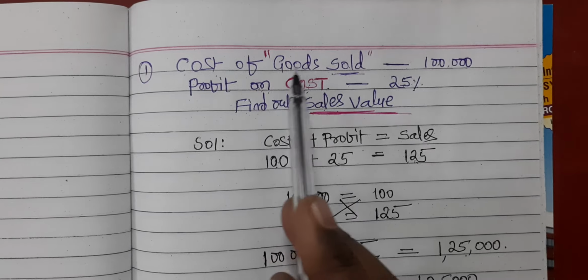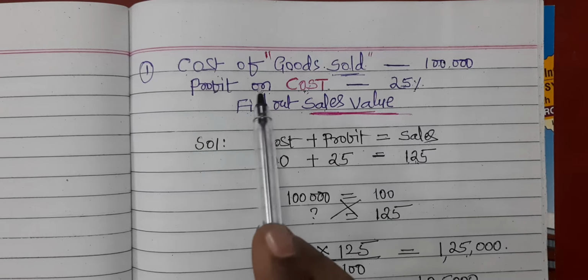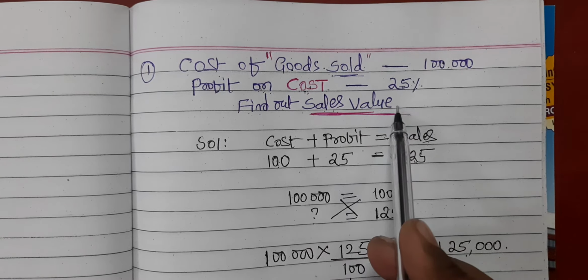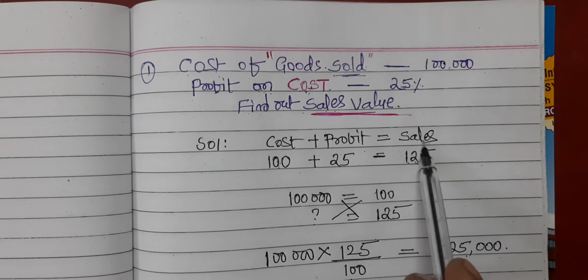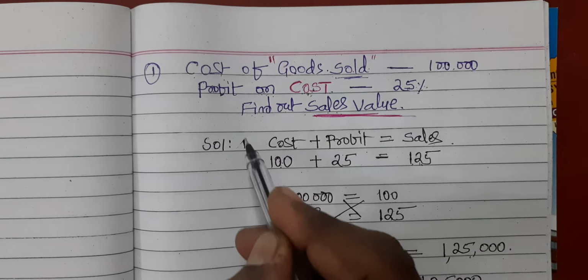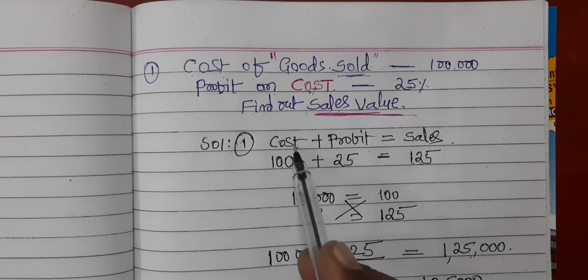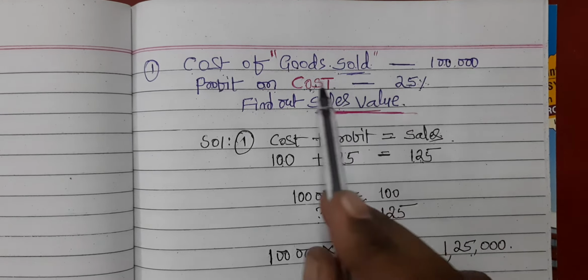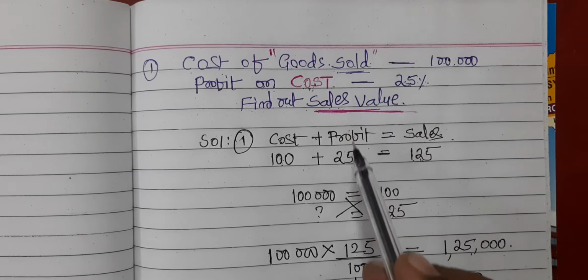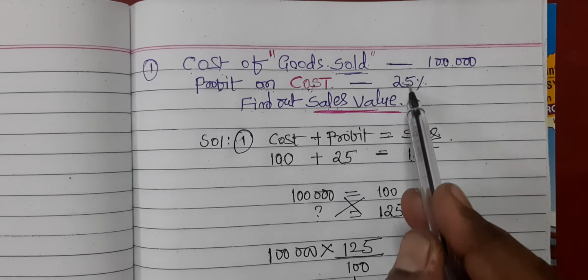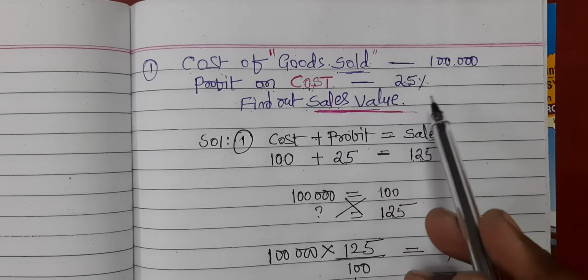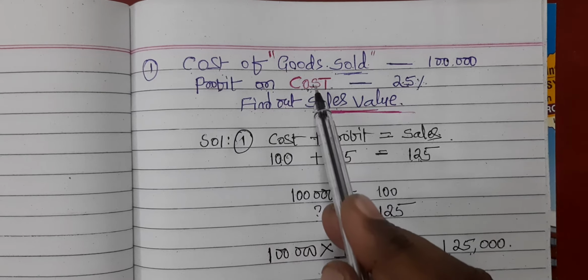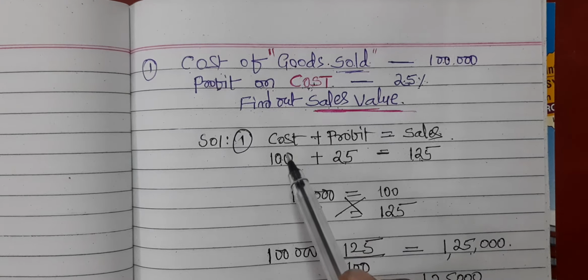When cost of goods sold is given and profit on cost is given, then to find the sale value, first you write the equation. Always write this equation: cost plus profit is equal to sale. You take 25% profit below the profit. This percentage we always measure out of 100. So here we take 100 for cost, because profit on cost is given.